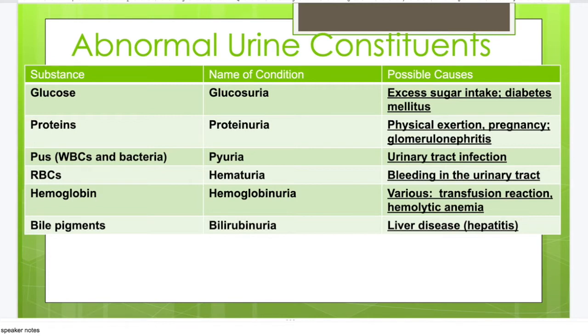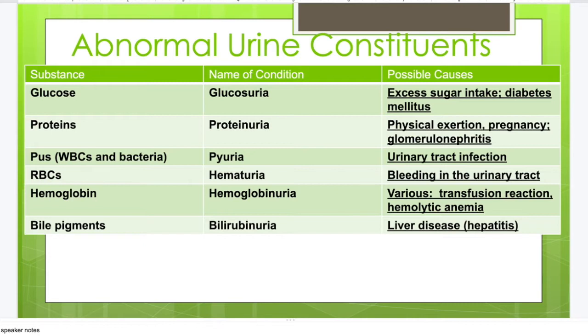Pus, which is a sign of white blood cells and bacteria, is a sign of a UTI, or a urinary tract infection. Finding red blood cells or blood in the urine, or hematuria, is a sign of bleeding somewhere along the urinary tract, and that could be a sign of, for example, a kidney stone. Maybe that is moving through the kidneys and causing some bleeding as it exits the body.